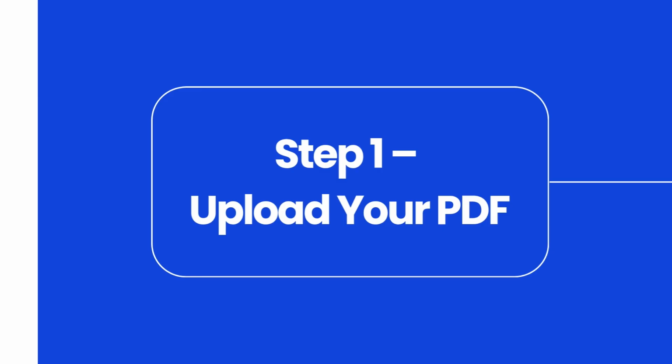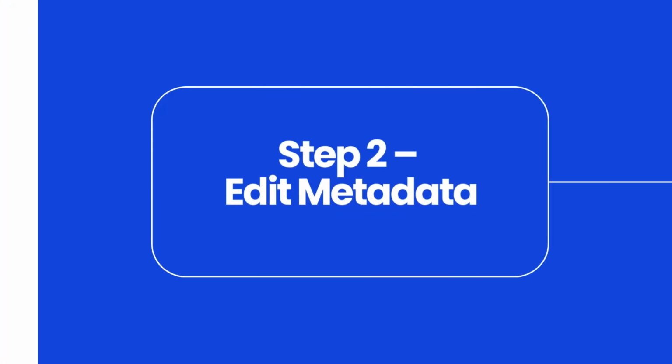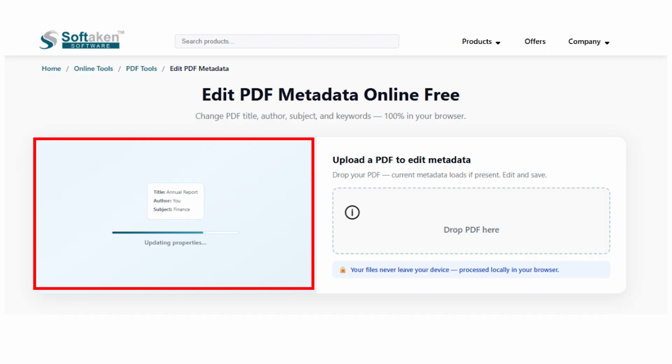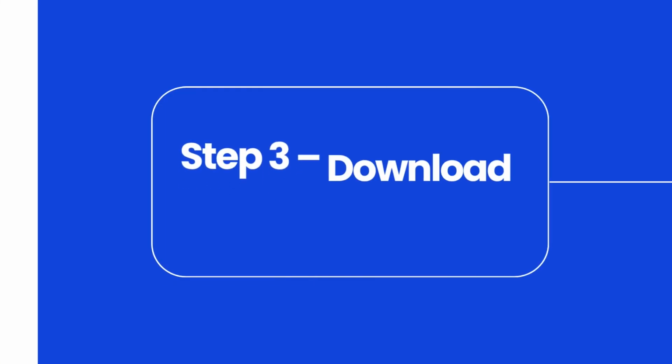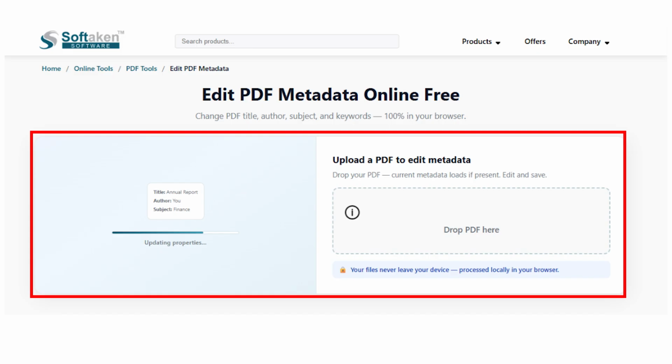How to use: Step 1. Upload your PDF. Drop the file, existing title, author, and keywords load automatically. Step 2. Edit metadata. Change title, author, subject, keywords, and creator fields. Step 3. Download updated PDF. Click Download to save your PDF with the updated metadata instantly.